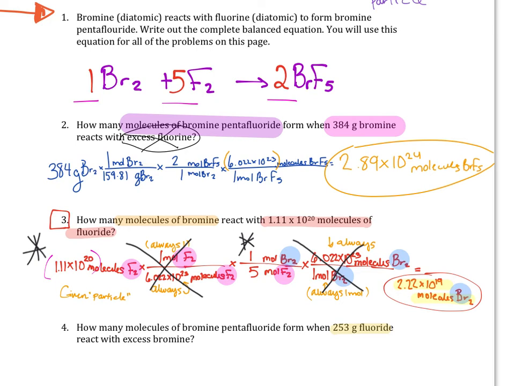All right, so you start with 384. You're going to divide that 384 by 159.81. You're going to multiply it by 2, and then you're going to multiply it and then open a parentheses and plug in 6.022 times 10 to the 23rd. Don't forget your caret. Close your parentheses, hit enter, and you should get 2.89 times 10 to the 24th molecules of BrF5.